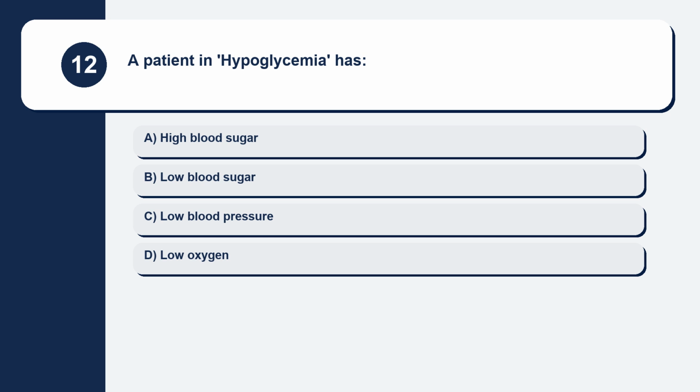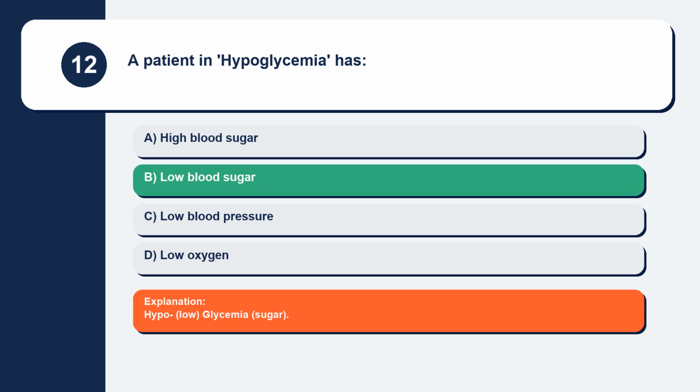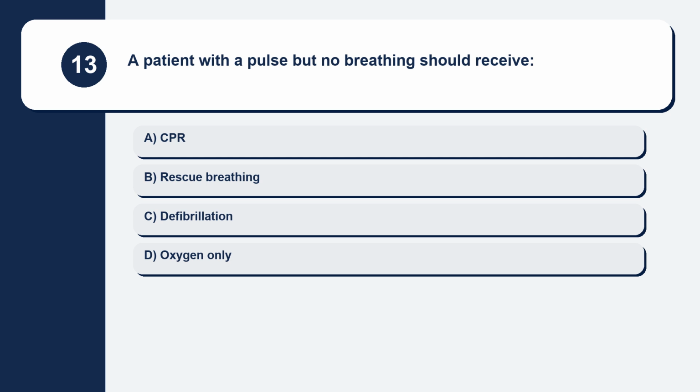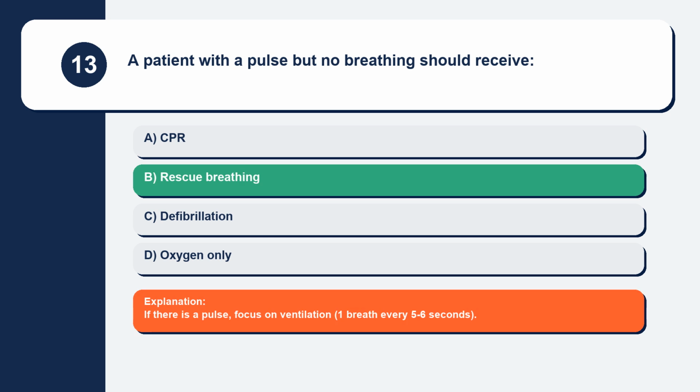Question 12. A patient in hypoglycemia has: high blood sugar, low blood pressure, low oxygen. Hypo means low, glycemia means sugar. Question 13. A patient with a pulse but no breathing should receive: CPR, rescue breathing, defibrillation, oxygen only. If there is a pulse, focus on ventilation, one breath every 5 to 6 seconds.